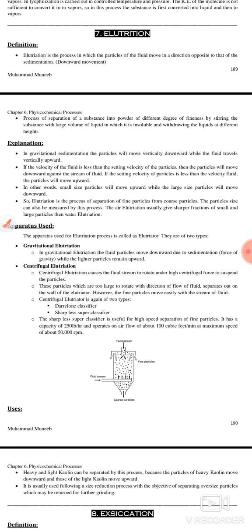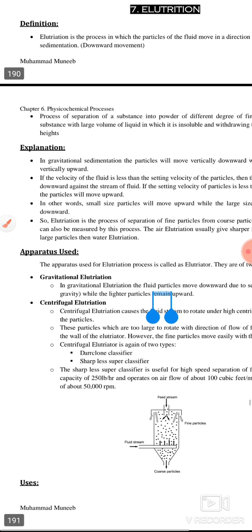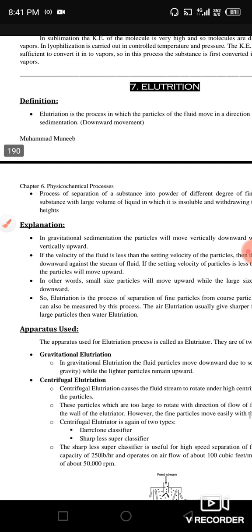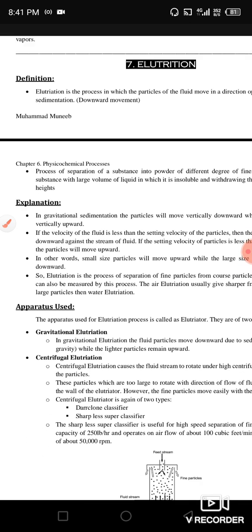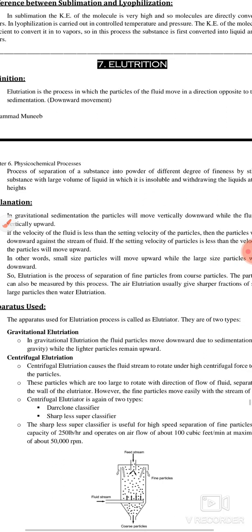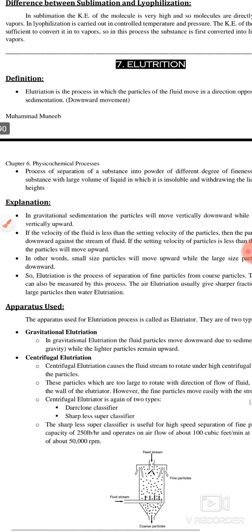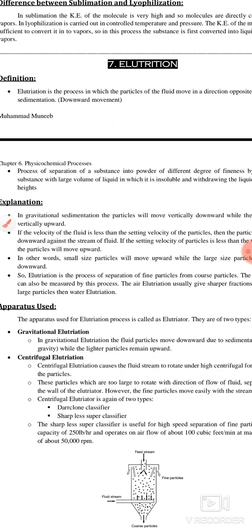So in the start of this lecture, we are going to discuss the definition of elutriation. Elutriation is a process in which particles of the fluid move in the direction opposite to that of sedimentation. If I simply explain the term elutriation, it is just a separating technique in which you separate the particles on the basis of density.